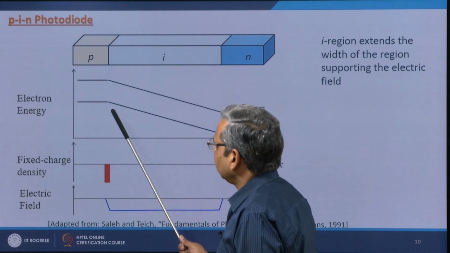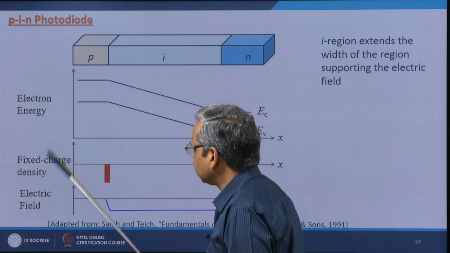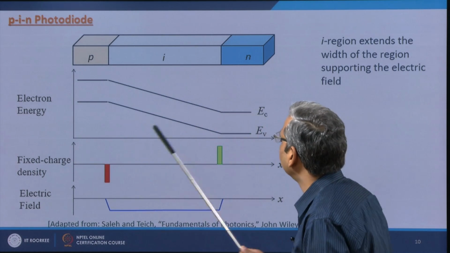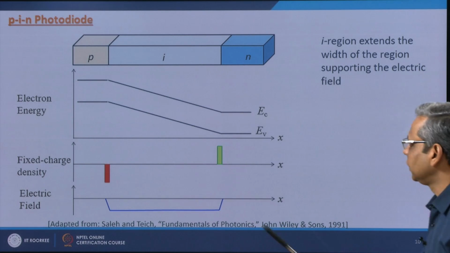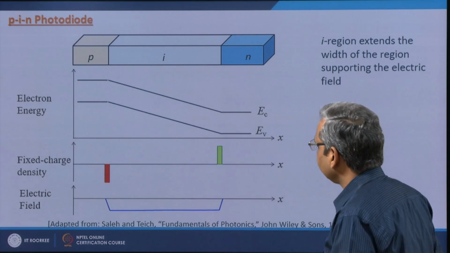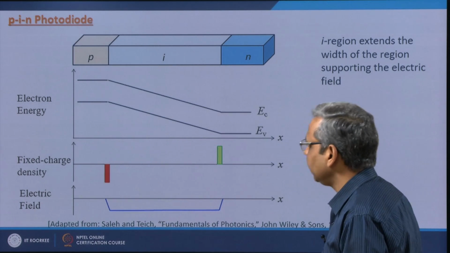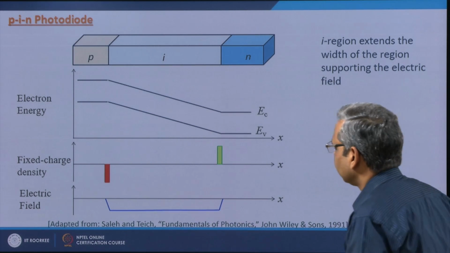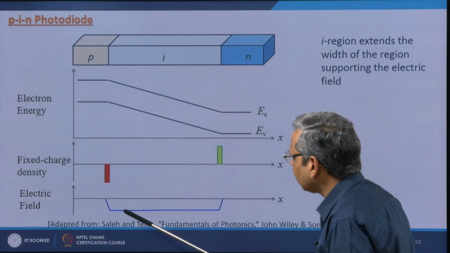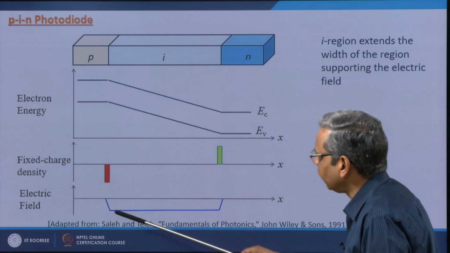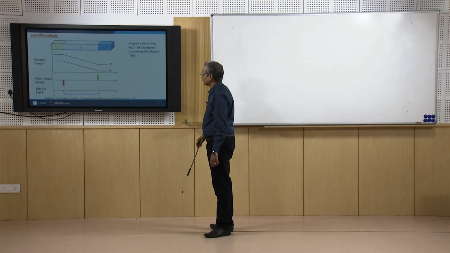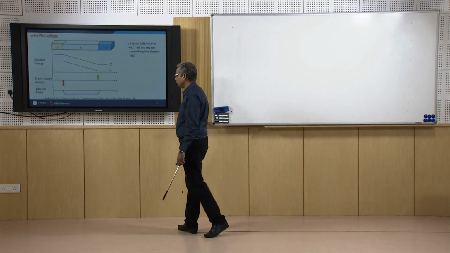If I look at the fixed charge densities, which are negative ions on the p side and positive ions on the n side, this is the fixed charge density which creates an electric field like this. Since this region is very wide, the electric field is now over a very wide region, and it increases the photosensitive area.